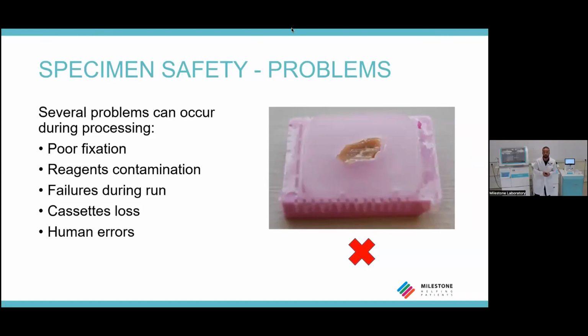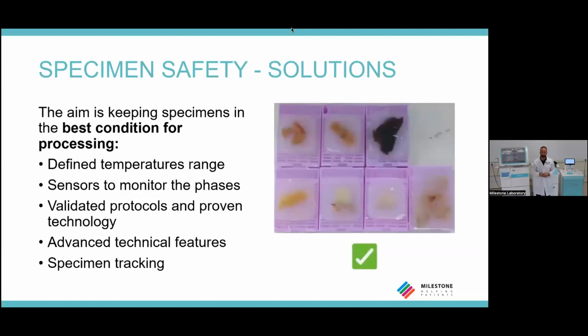There could be failure during a run, and in this case, depending on the processing phase running, different outcomes or different problems can occur. There could be a cassette loss and even human errors. As you well know, depending on the error, the sample can be affected in different ways. So in order to overcome all these sorts of error, let's see which are the possible solutions adopted.